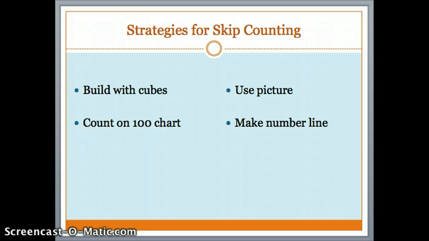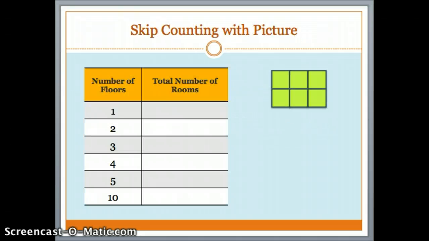Some other strategies that we are going to look at that are probably a little bit better are using pictures, counting on a 100 chart, and making a number line. Let's start with looking at skip counting with pictures.